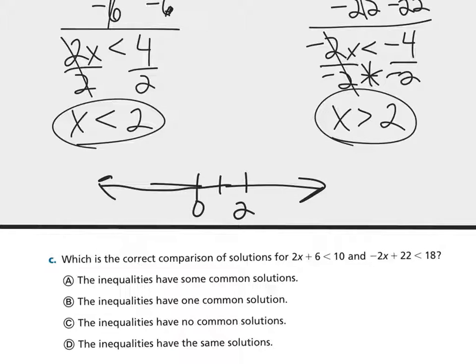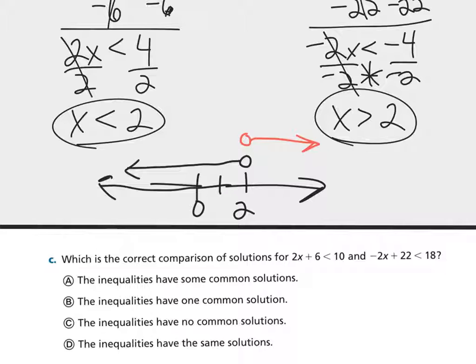So the first one, we've got x is less than 2. Less than 2 would be an open circle at 2 going to the left. Greater than 2 would be an open circle at 2 going to the right. If you look at that, there's no overlap at all between those two. Even if one of them had greater than or equal to or less than or equal to, there still would not be any overlap there.